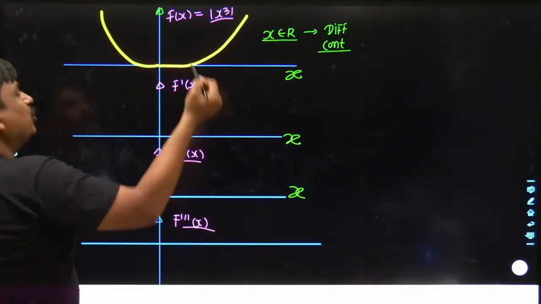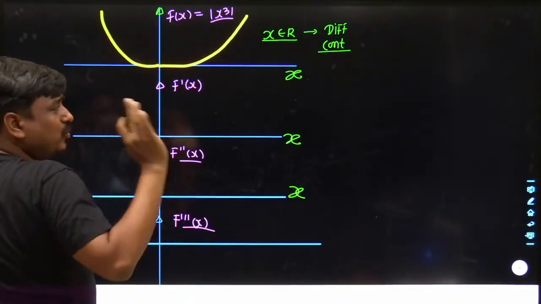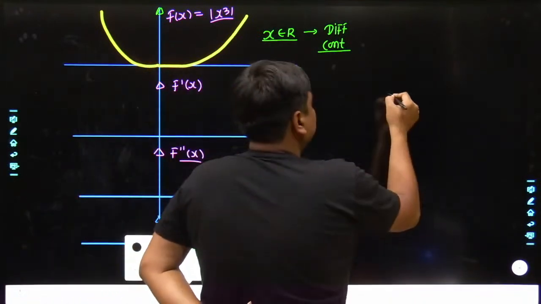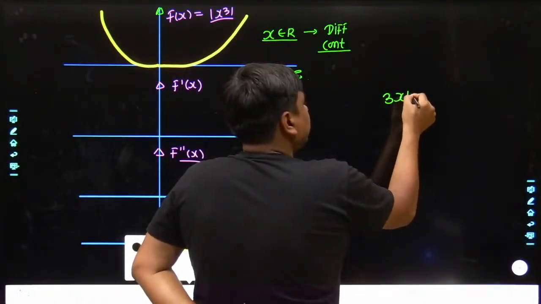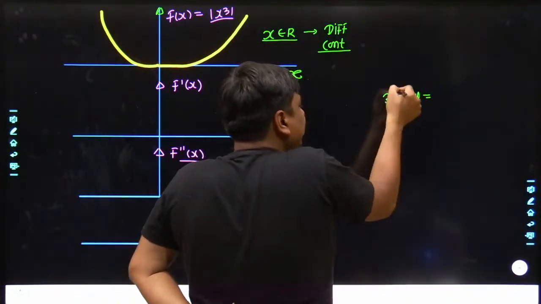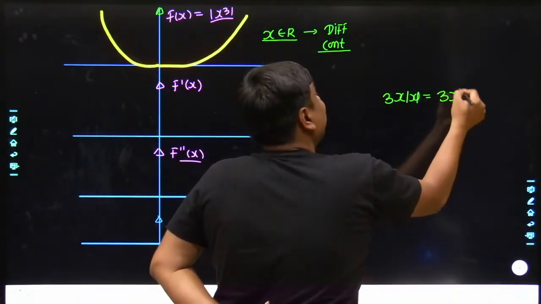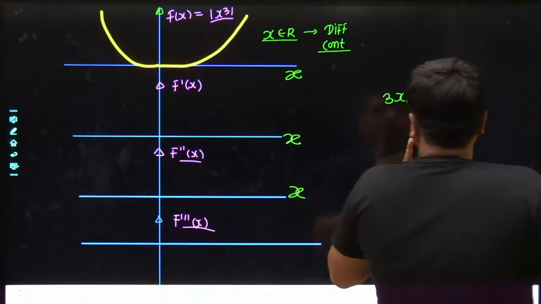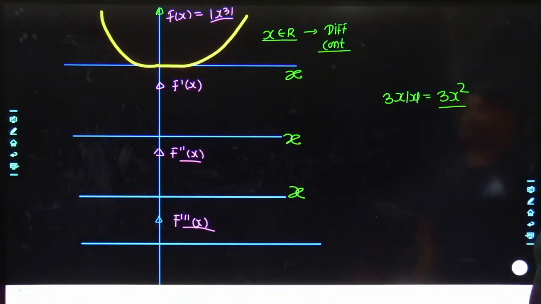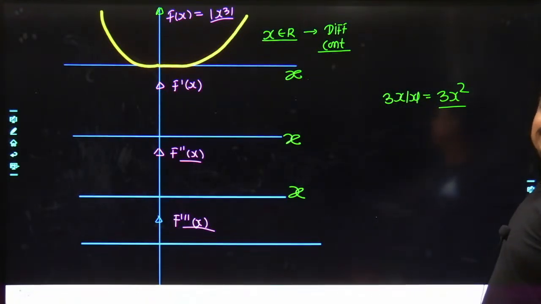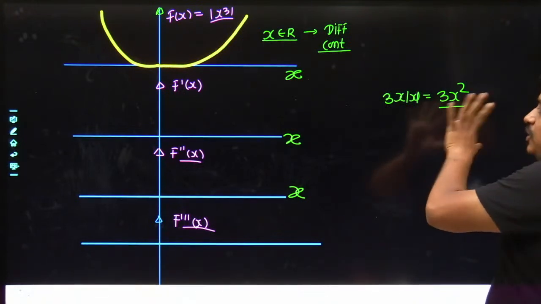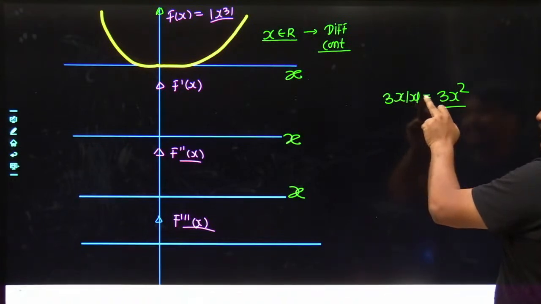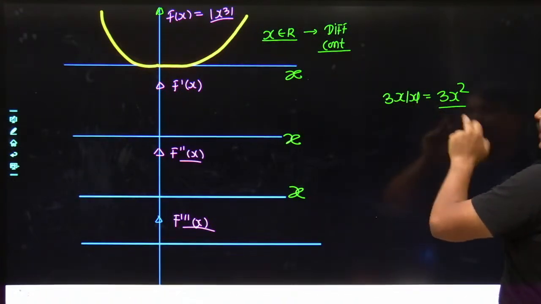Now what I did, I took the differentiation of mod of x cube. May I know what the result was? The result was 3 times x into mod of x. Can I write 3 times x mod of x as 3x square? No. See how it must be written here. It would be 3 times x square when x is positive, and similarly it would be minus 3x square when x is negative.